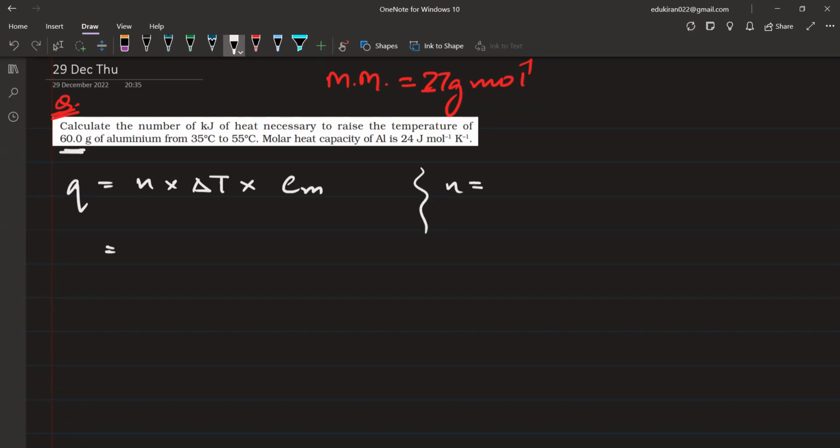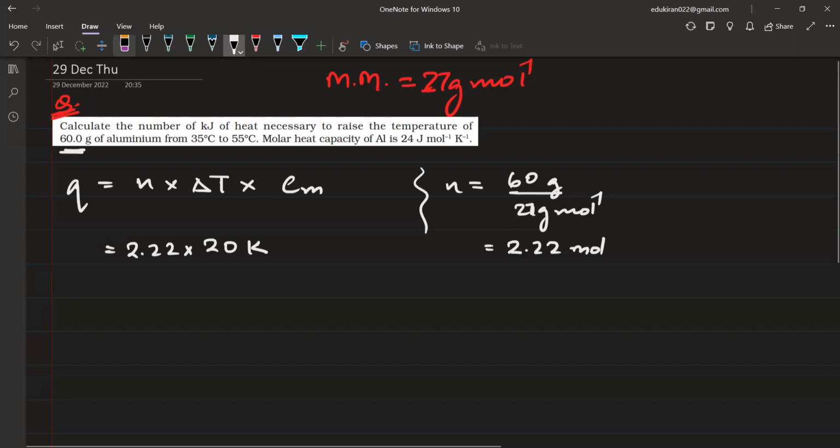First of all, number of moles will be equal to given mass grams upon 27 grams per mole. This will be equal to, I think you guys are getting 2.22, right? Moles. Number of moles is 2.22. Delta T is equal to 20 Kelvin, and degree Celsius में आपके पास difference दोनों same होता है. Okay, please remember that. You have 20 Kelvin and the molar heat capacity is 24.